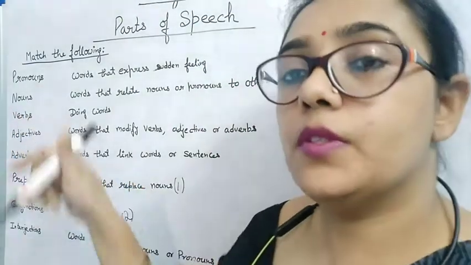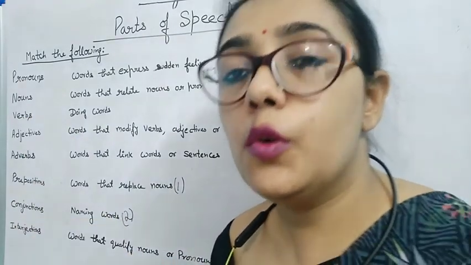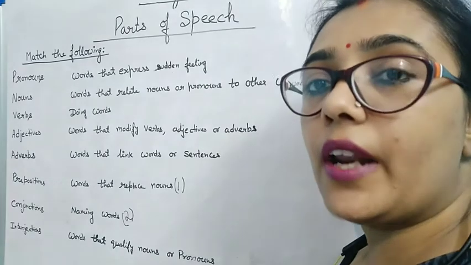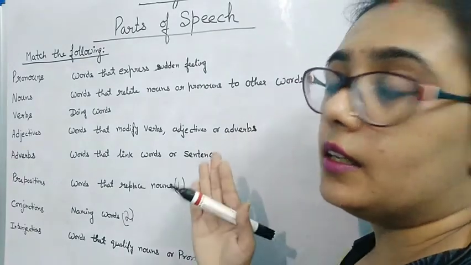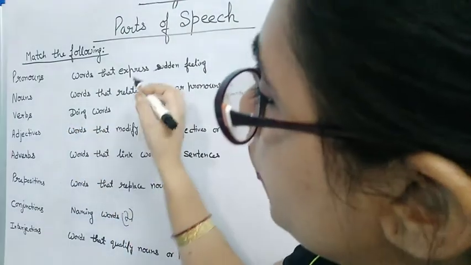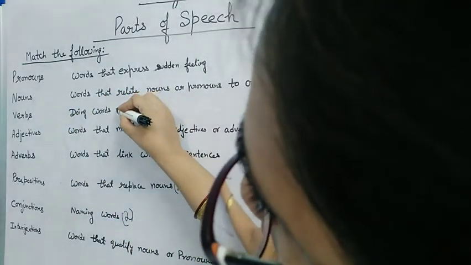Third, verbs. Verbs are what? Verbs are doing words. Whatever action is done, or you can say action words, whatever actions are done, we say that is verb. So, verbs are doing word. It is written in front of it only.